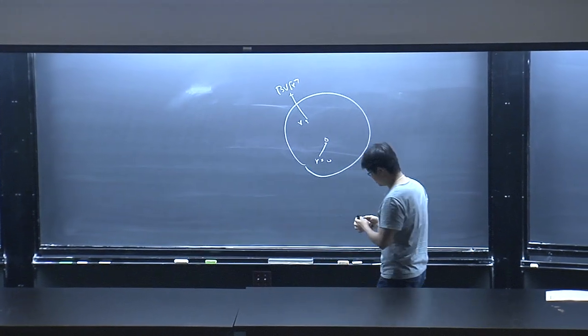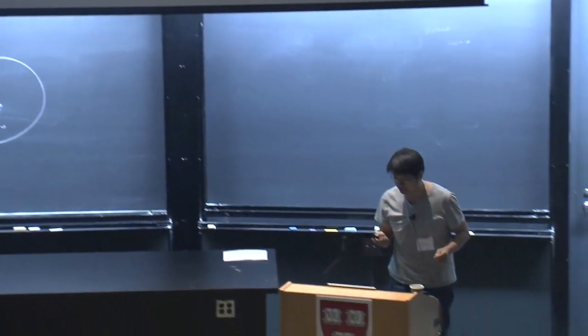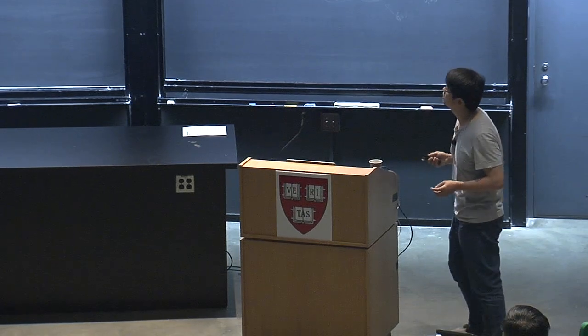So if you do this regularization, go to this point, and you can take the limit back. This is the first statement. I'll explain more about this later with some examples.